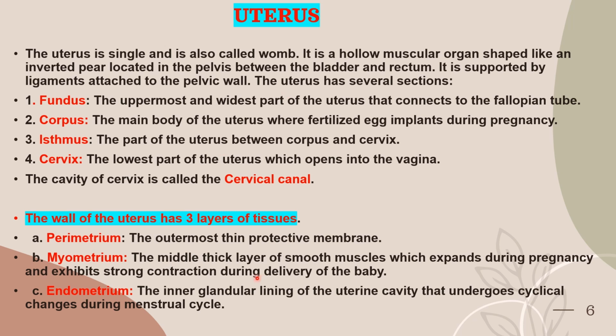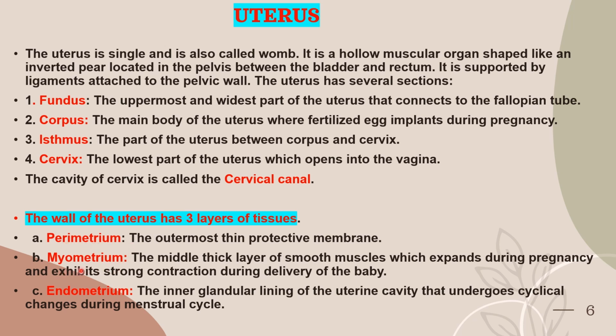Now coming to the different wall layers, the uterus has 3 layers of tissues. What are they? The first, the outermost thin protective layer, is called the perimetrium. The next, the middle layer, is a thick layer made up of smooth muscles that expands during pregnancy and exhibits a strong contraction during delivery of the baby. You call that the myometrium.